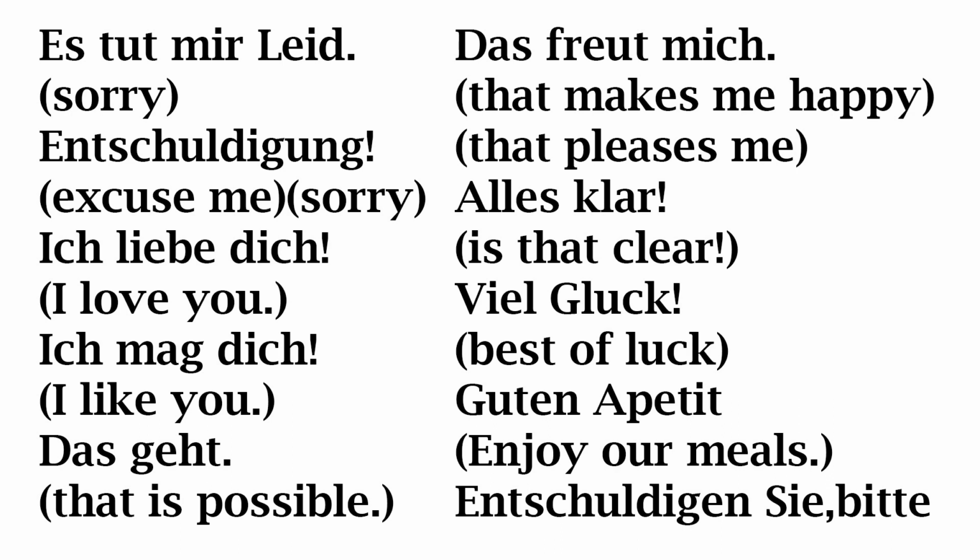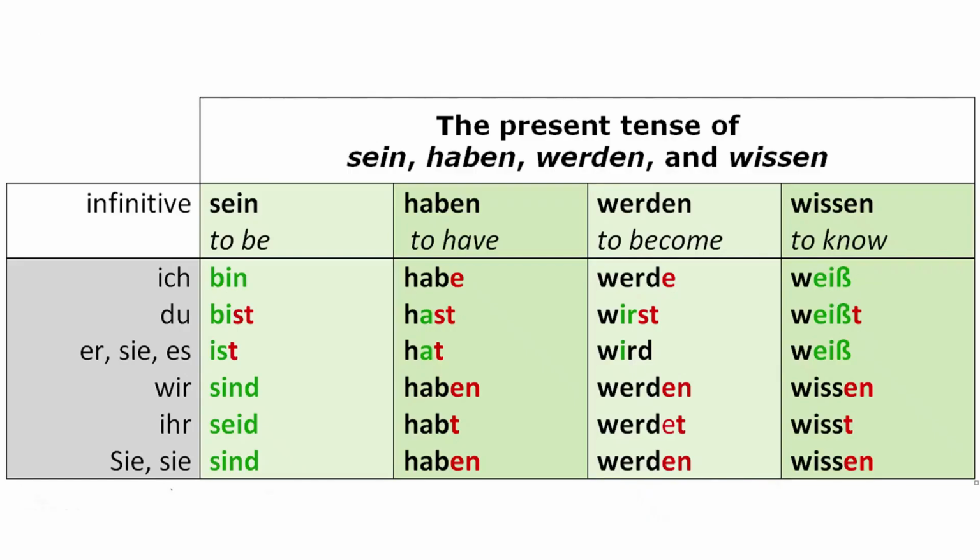Okay. These are the basic greetings we have to learn. And now I am going to teach you the verb "to be" in the present tense. To be means I am, you are, he is, she is. So I am going to teach you the present tense of sein, haben, and two more. So we are going to learn the present tense of sein, haben, werden, and wissen.